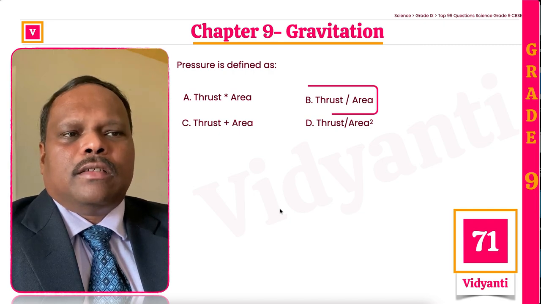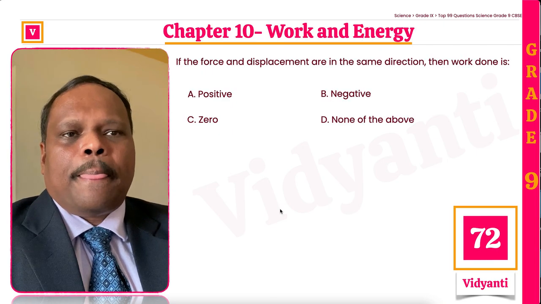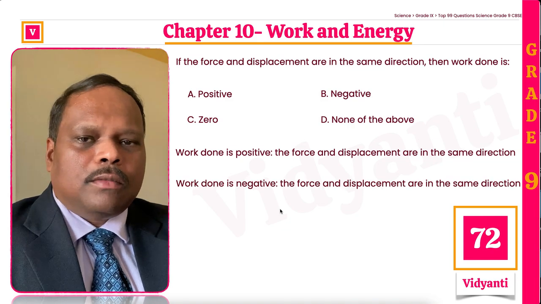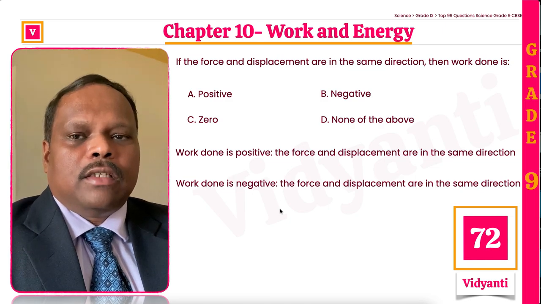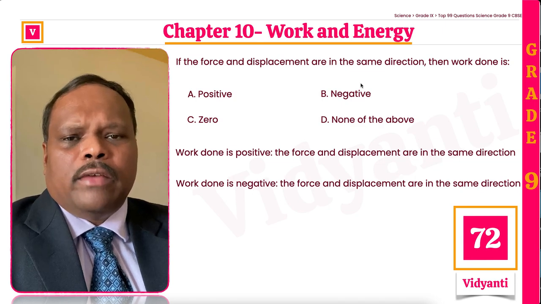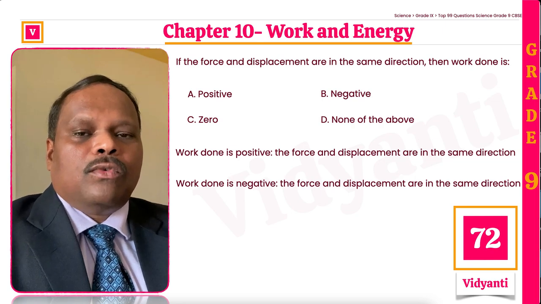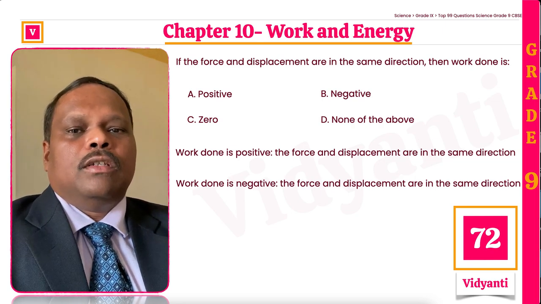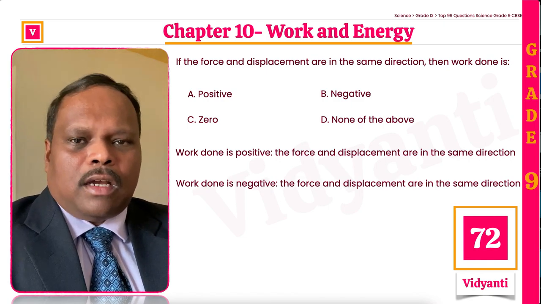Pressure is defined as thrust per unit area, so it will be thrust divided by the area. If the force and displacement are in the same direction, work done will be positive, because if I push something and the displacement also happens in the same direction, that means I'm doing some positive work. As opposed to that, you will ask when they will be in opposite directions. For example, if the body is moving in one direction, the frictional force will be opposing that. So the frictional force is actually doing negative work, because the frictional force and the displacement direction are completely opposite.